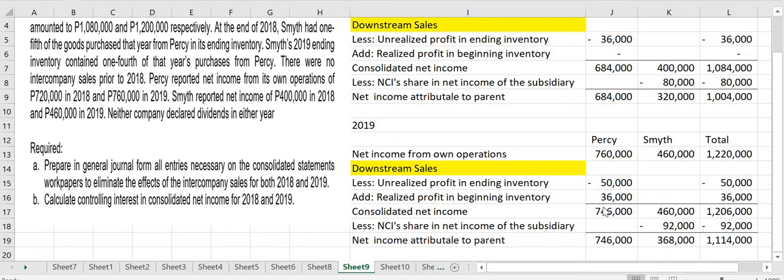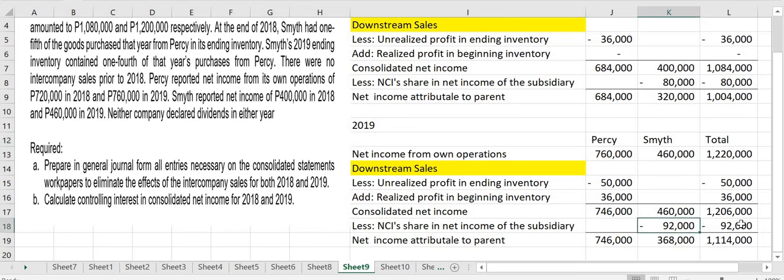Okay, so therefore, our consolidated net income, yung adjusted net income ni parent or ni Percy is 746,000 plus kay Smith na for 460,000. So we have 1,206,000 as your consolidated net income. Then, to determine the NCI share in the net income of the subsidiary, that's actually 460,000 times 20%. So we have 92,000.